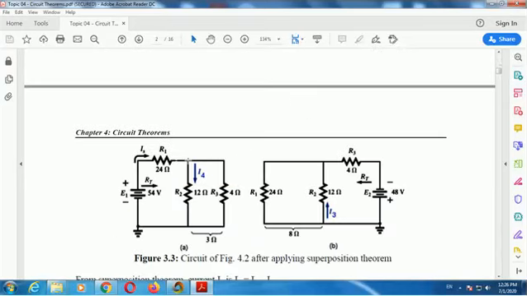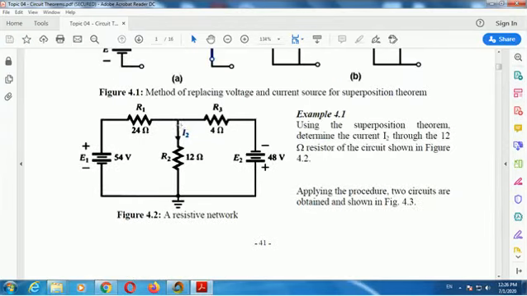The component in R2 due to the 54 volt source is I4. The component in R2 due to the 48 volt source is I3. We find I4 and I3 separately, and after that we superimpose them to get the final value for I2.